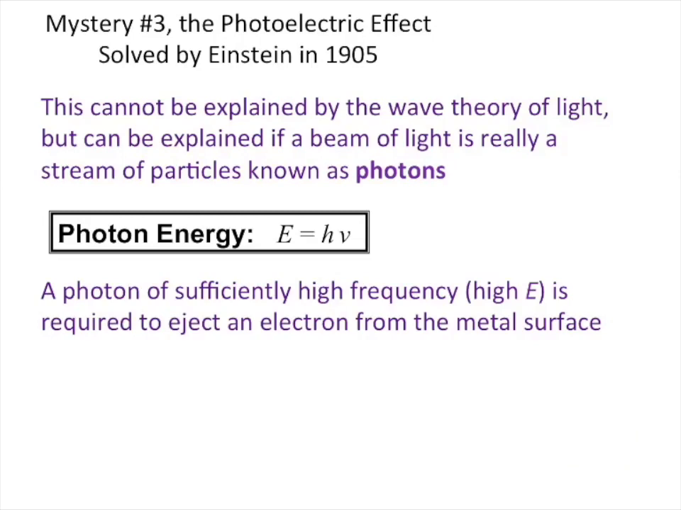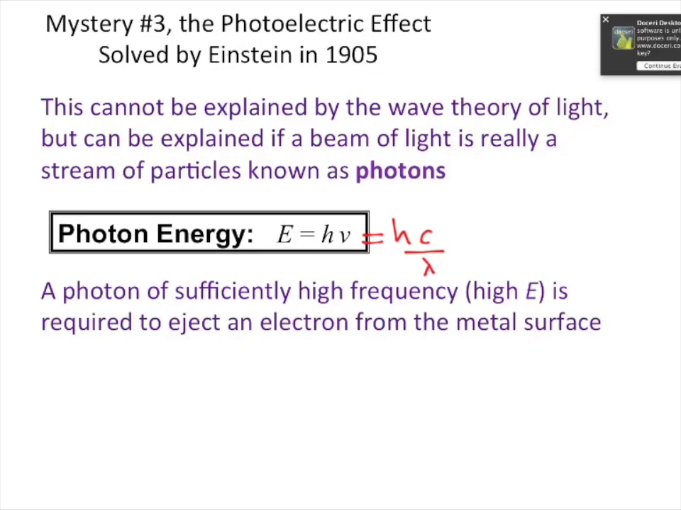And so this effect cannot be explained by thinking of light as waves, but it can be explained if a beam of light is really a stream of particles. We call these particles photons. And it turns out that the energy of a photon, E, is equal to h, Planck's constant, times nu, the frequency. And since the relationship exists between frequency and the speed of light and wavelength, you can say that energy is equal to hc over lambda as well, and that works out just fine.